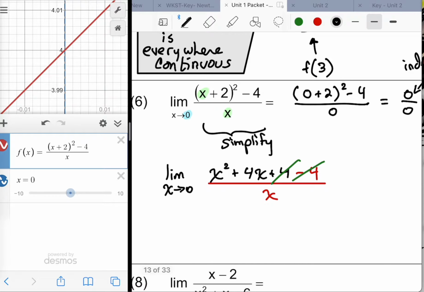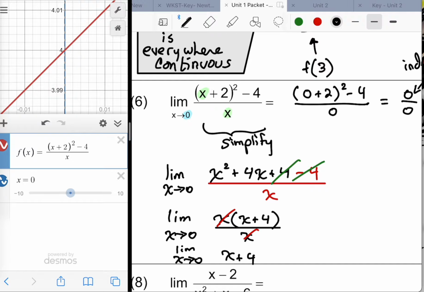X squared plus 4x. Got a common factor there. I'll pull it out. X times (x plus 4) over x. You can combine steps as long as you're not skipping too many of them. If you're not sure, just ask. All right. That common factor of x cancels away. And now we have the limit as x approaches 0 of x plus 4.